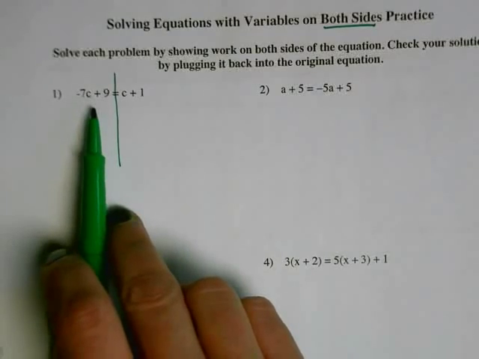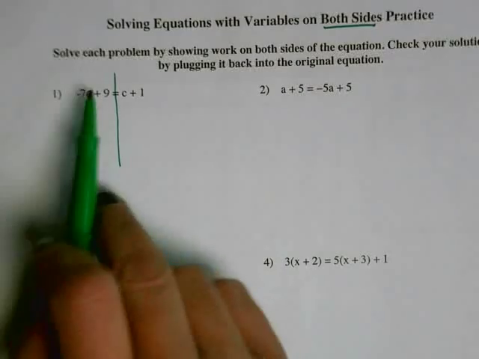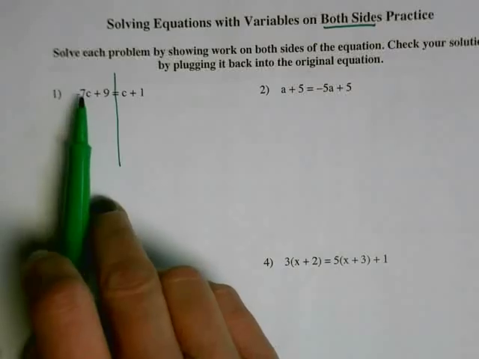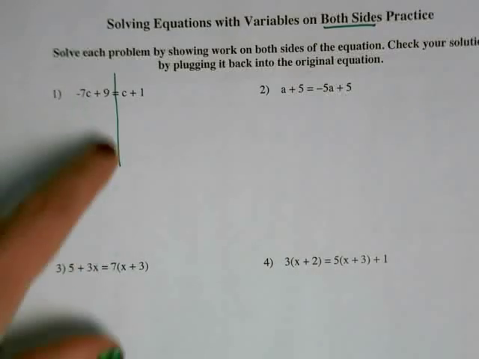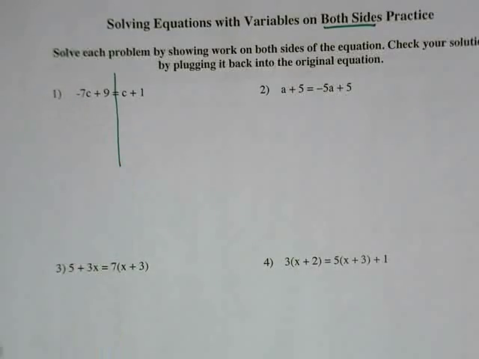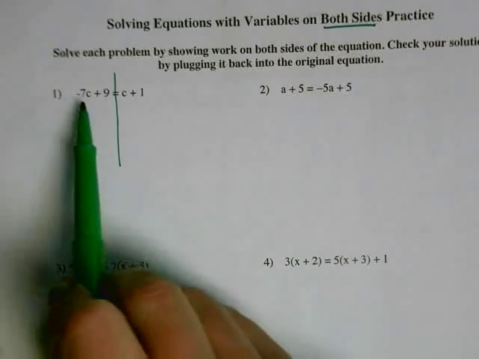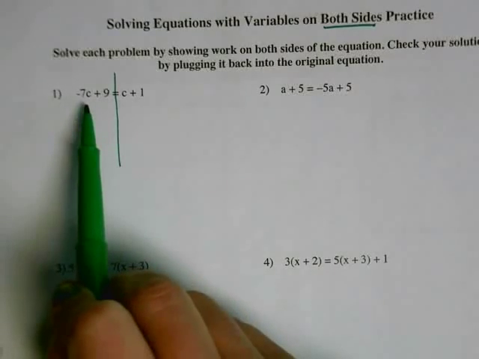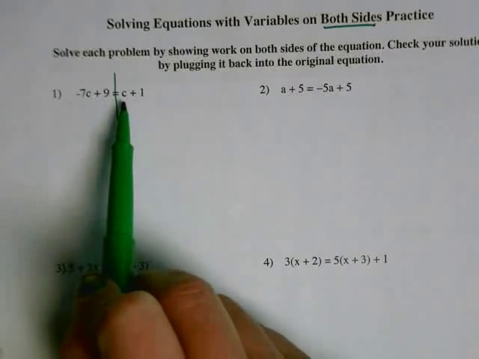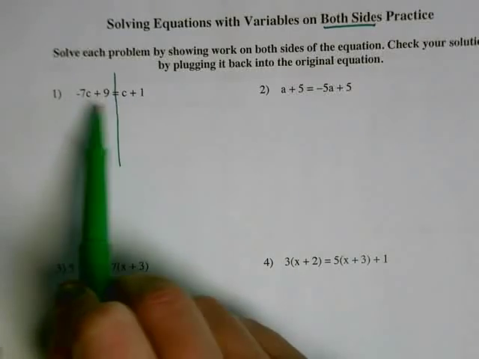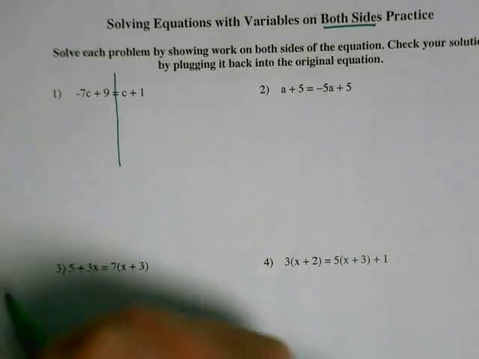So our task is to get rid of it in one place. We either want to get rid of these negative 7c's or get rid of this c that's right over here and put them all on one side together so that we can just have a c by itself. So the question is, which one do we want to get rid of? And the answer is, it doesn't matter. We could get rid of the negative 7c's, we could get rid of the c's. As long as we're doing it algebraically, we're going to get the same answer at the end.